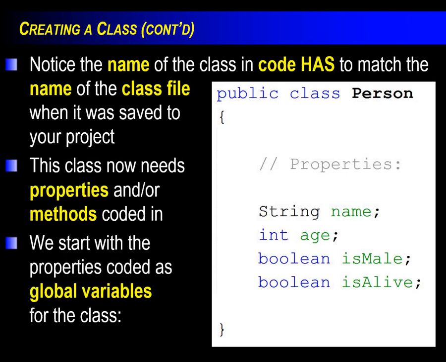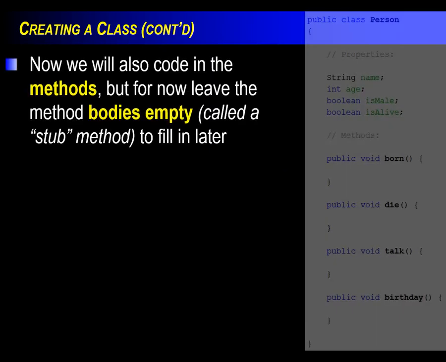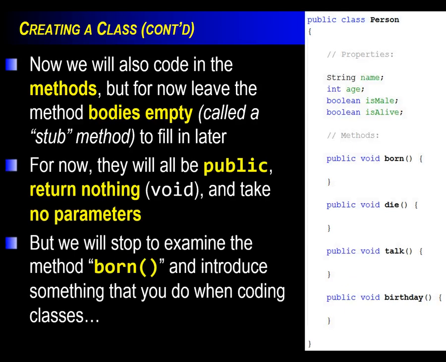So now we started adding properties, and we did the exact same thing that's in the slide notes. We added those properties, and they are essentially global variables within the class. Then we added methods, and we did this as well. We wrote born, die, talk, and birthday. But I want to stop and examine that method born. Born is essentially what we assumed is the case when you create a person. That's what being born means.